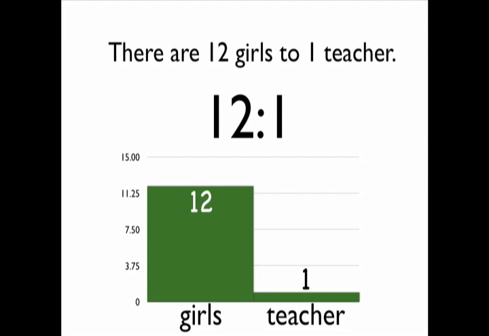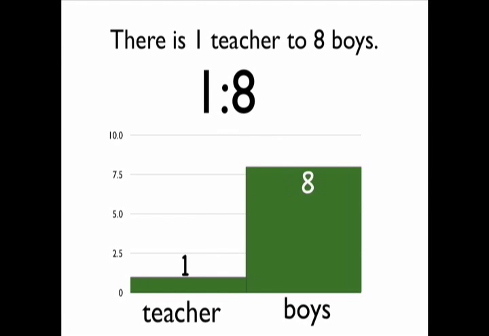There are also 12 girls to the 1 teacher. The ratio is 12 to 1. The left bar represents the 12 girls, while the right bar represents the 1 teacher. There is 1 teacher to 8 boys. The ratio is 1 to 8. On the left is the 1 teacher, and on the right is the 8 boys.